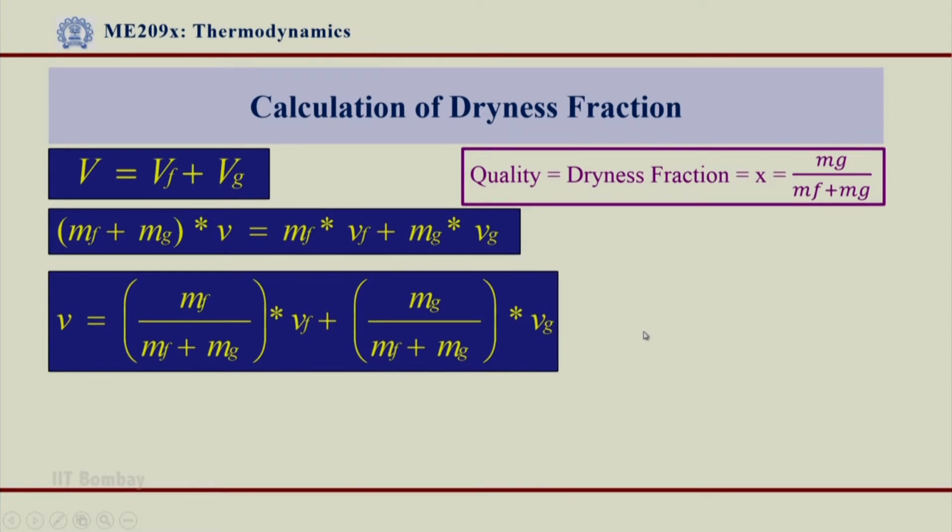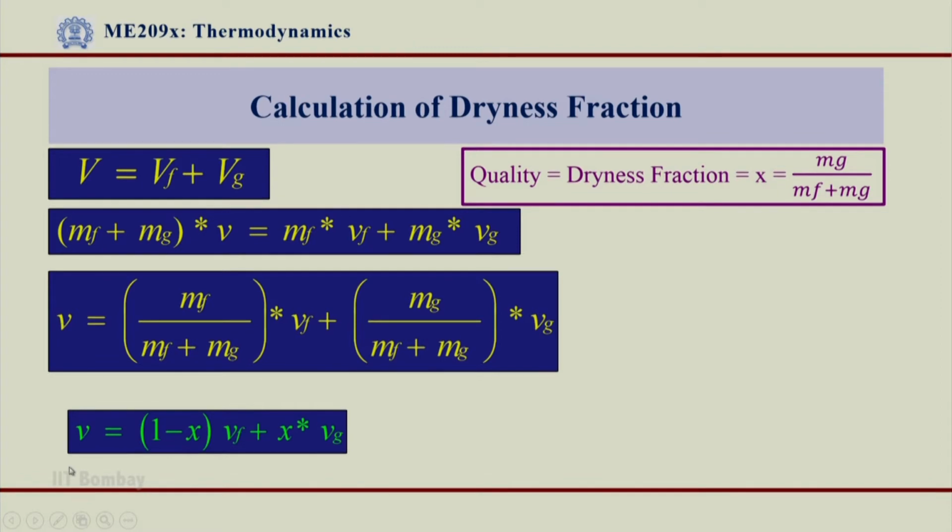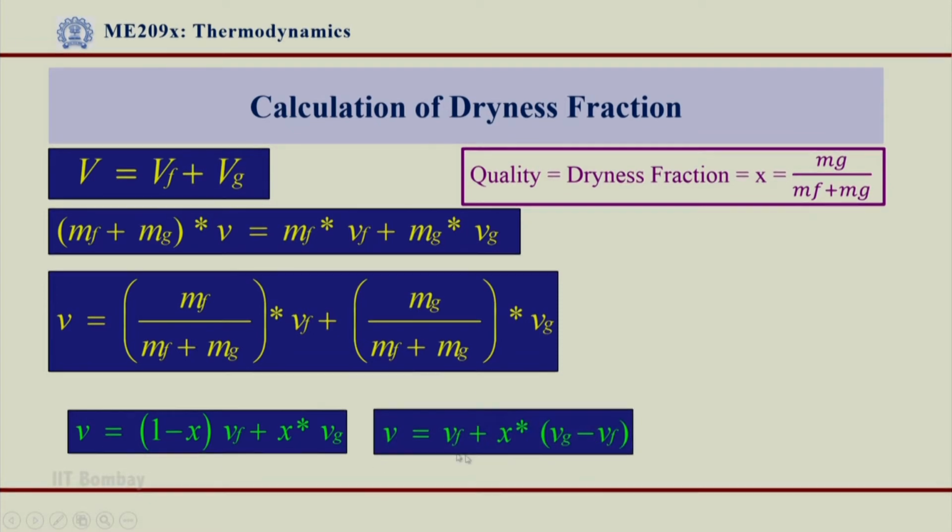So, I could write this equation therefore as V, that is the specific volume of a two-phase mixture, is equal to (1 minus x) Vf plus x into Vg, and if I rewrite this equation now, I will get V is equal to Vf plus x into (Vg minus Vf). Very important expression here. So, the specific volume of any two-phase mixture at a given pressure and temperature is equal to the specific volume of saturated liquid at the same pressure and temperature.